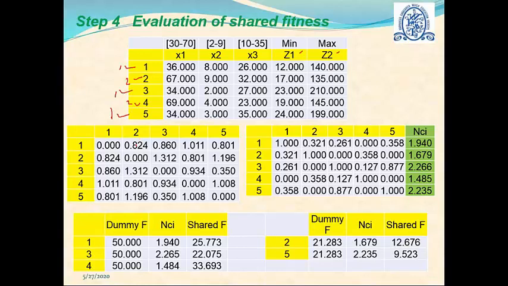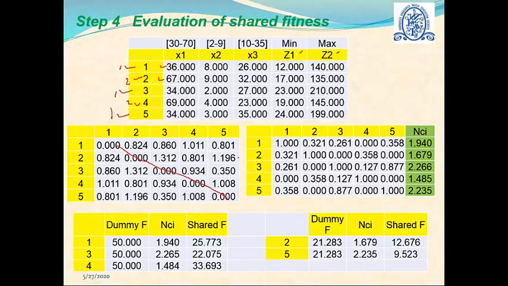Next, we have to find out the Euclidean distance between these solutions. I will find the Euclidean distance between solution 1 and 2, and of course, the Euclidean distance between solution 1 and 1 is always 0. So we can observe here all the diagonal values are 0. The Euclidean distance between 1 and 2 is obtained as 0.824, between 1 and 3 is 0.860, and so on. Thus we find the Euclidean distance between every 2 solutions.